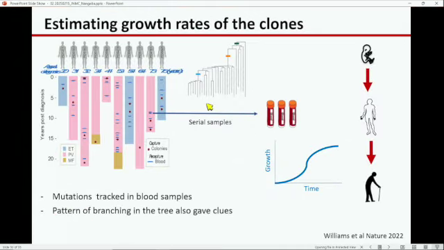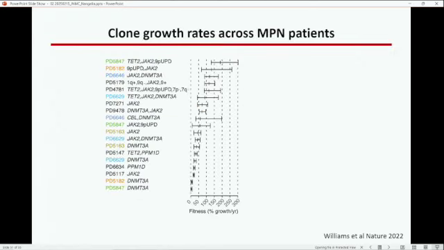We took serial blood samples from these individuals and tracked the clones physically, how big were they? But we also looked at the pattern of the tree. I talked about how you have this little branching pattern as the clones grow. If that happens really quickly, it means the clone was growing quickly, and if it happens super slowly, it means the growth rate was low. So we had two complementary methods, and we were able to time how fast these clones grew.